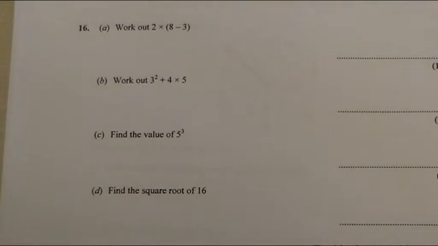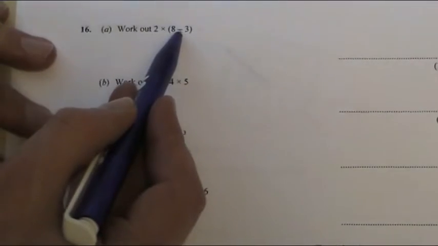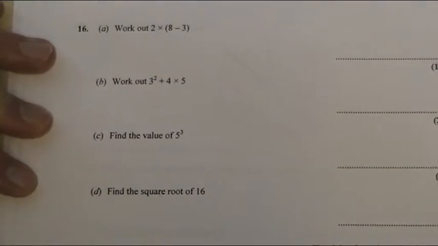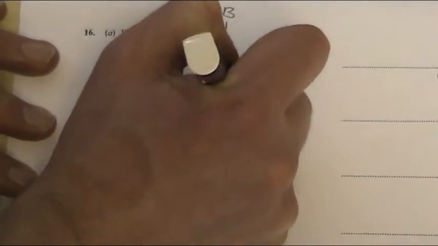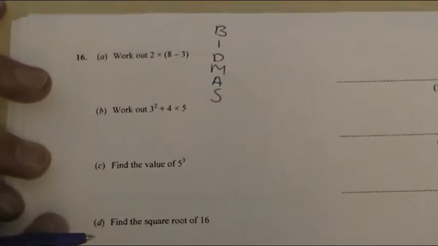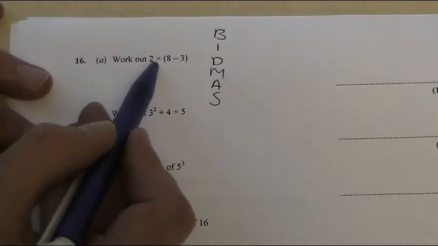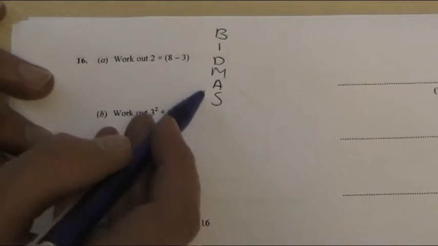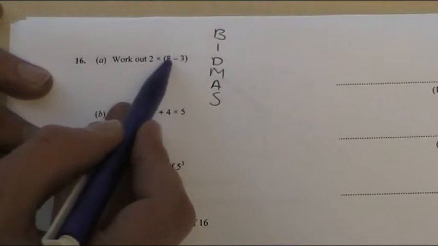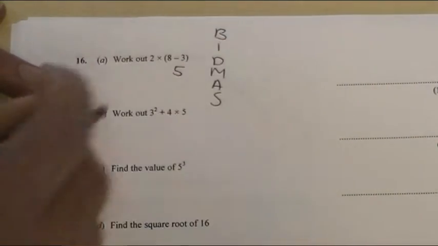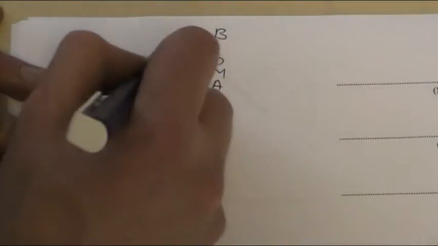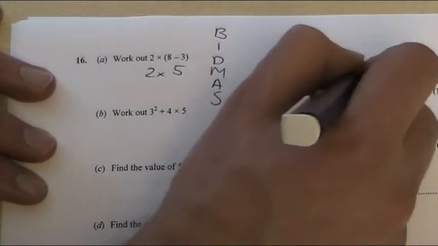Question 16, we are looking at BIDMAS to start off with. So we've got multiplication, we've got subtraction, and we've got brackets. And in BIDMAS, it tells us that brackets would come first, then we'd have multiplication, and then the subtraction. So we do the bracket bit first. So that is actually worth 5. So 2 lots of 5 is 10.